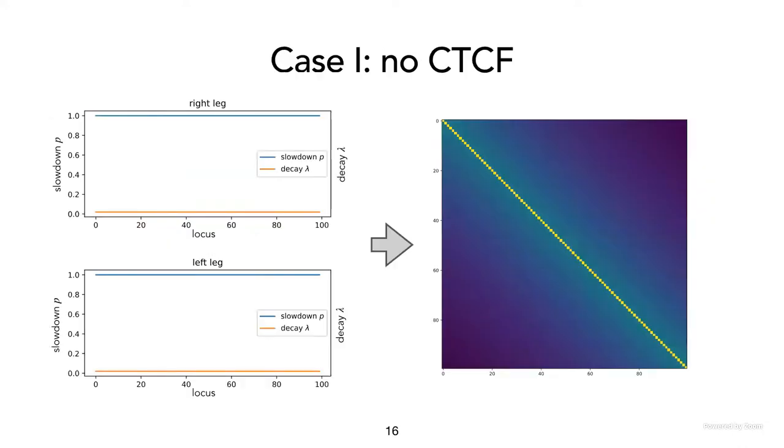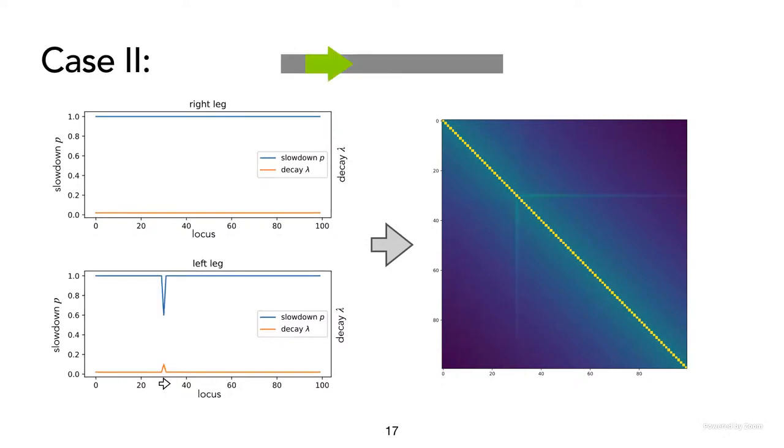Okay, so what we will be looking at is the parameters, the slowdown, and the decay of the left and of the right leg. If there's no control point, there should be no change in those parameters. So there should be no slowdown or change in the decay rate in either of the legs, and what we simply see is a decay function. So that checks out. What happens now when we add one control point?